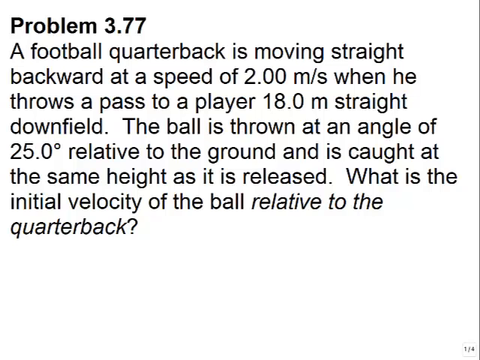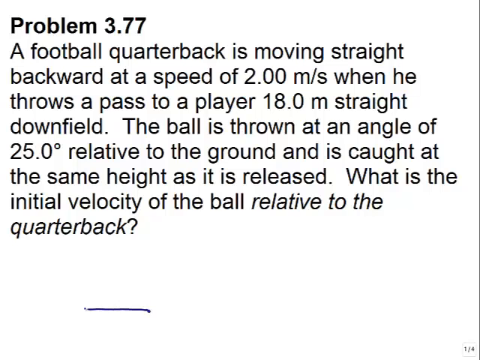Okay, so problem 77 from chapter 3 says a football quarterback is moving straight backward at a speed of 2 meters per second when he throws a pass to a player 18 meters straight downfield. The ball is thrown at an angle of 25 degrees relative to the ground and is caught at the same height as it is released. What is the initial velocity of the ball relative to the quarterback?